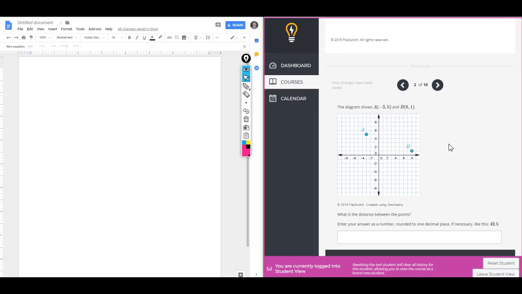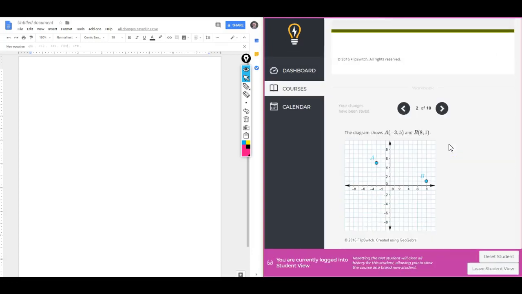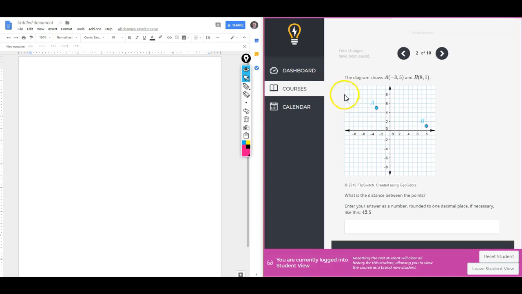Welcome to question 2. For the workbook, the diagram shows point A at -3,5 and point B at 8,1. What is the distance between the points? Enter your answer as a number rounded to one decimal place, if necessary, like this, 42.5.